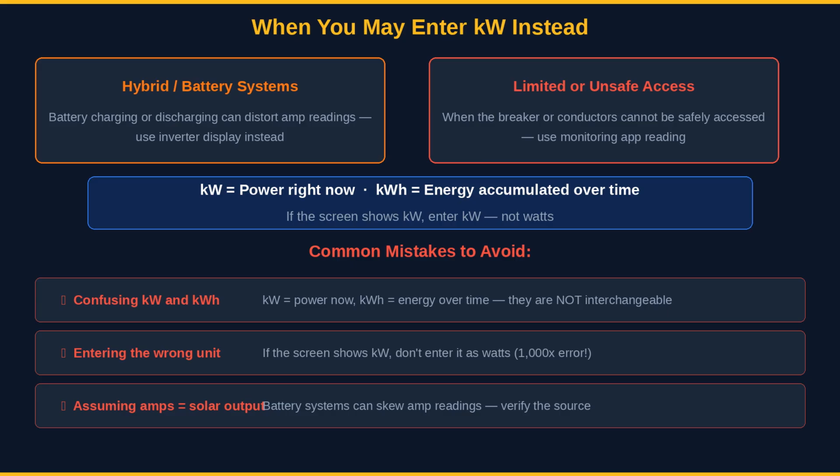3 common mistakes to avoid: confusing kW and kilowatt-hours, entering the wrong unit, and assuming amps always equal solar output in battery systems.